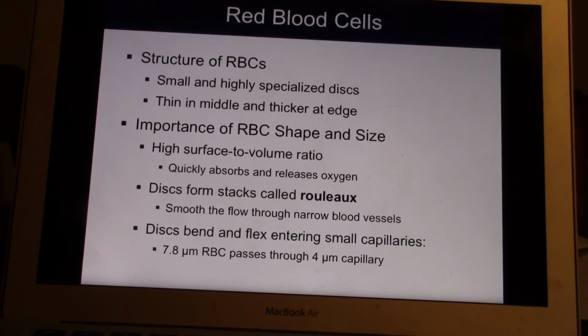And that's really important as the blood cells are trying to get through these tiny, tiny little blood vessels out in the capillaries, say in the finger. Not only are they able to line up as discs, but they can actually bend and flex in order to get through these. And once again, don't memorize these numbers, but just know that a 7.8 micrometer red cell can pass through a 4 millimeter capillary by folding itself up. So just know that red cells, their shape is very important, and their flexibility is also important.